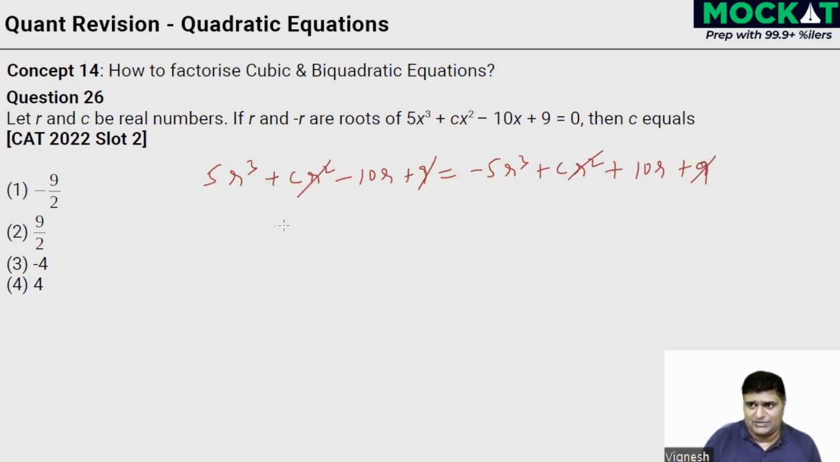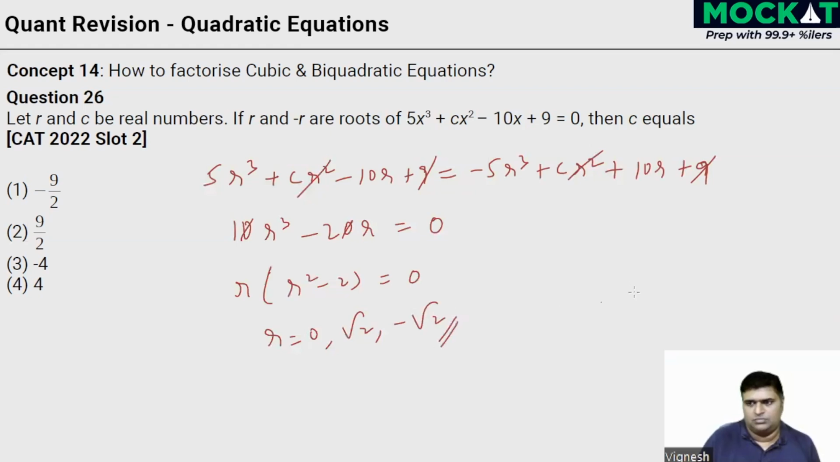CR square is cancelled. And you get a 10R cube. Bring the minus 10R, sorry, minus 20R. So 10R cube minus 20R equals 0. You can divide by 10 for sure, and you take an R out. You get R square minus 2 equals 0. So R can take values of 0, root 2 and minus root 2 over here.